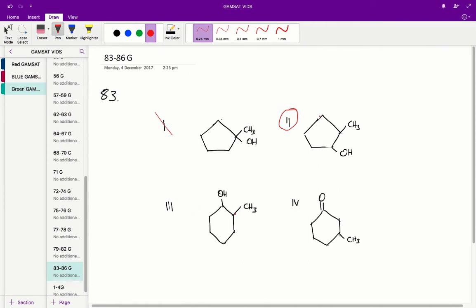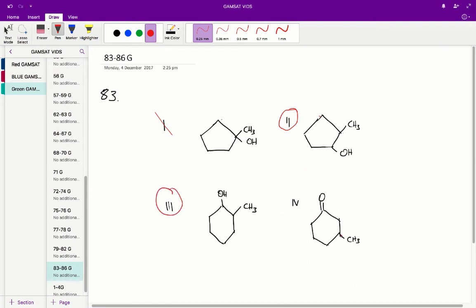3, again, we have a similar situation, 2 chiral carbons, and pretty much for the same reason as before, because say this one is attached to CH3, H not drawn in but implied, and the carbon here is attached to an OH while the carbon here is attached to 2 hydrogens. So 3 is again a chiral structure.